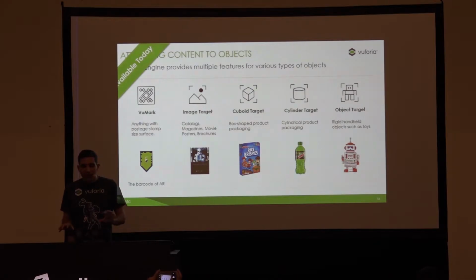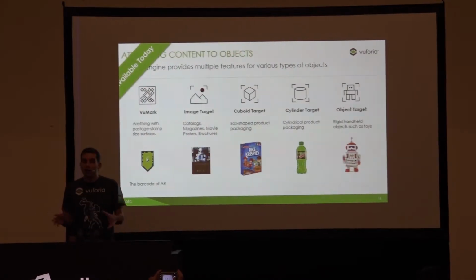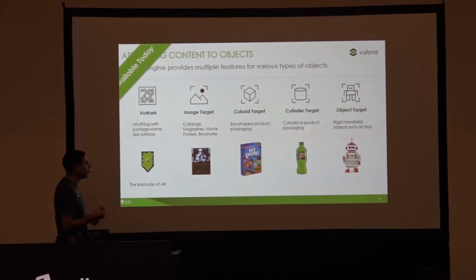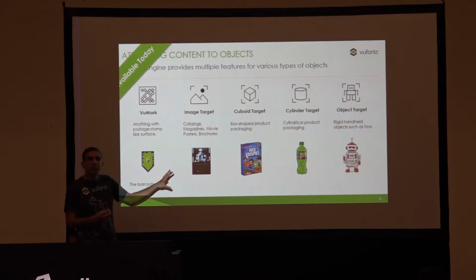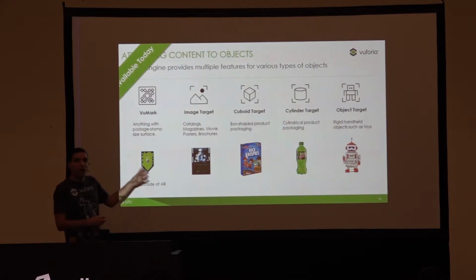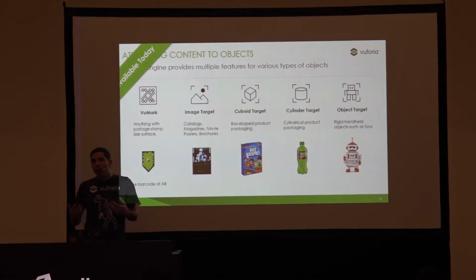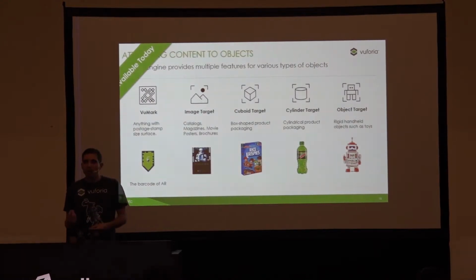And what you'll notice is that all of these objects have something in common. They all have natural features, intricate visual detail that allows us to be able to recognize the object in space. And when we can recognize the object in space, we can augment it. But what about objects that don't have this kind of visual detail?